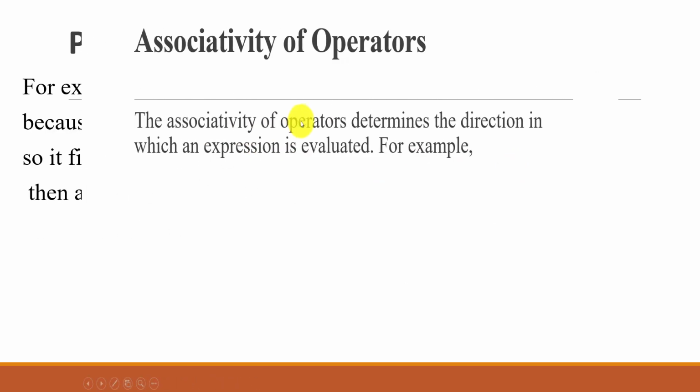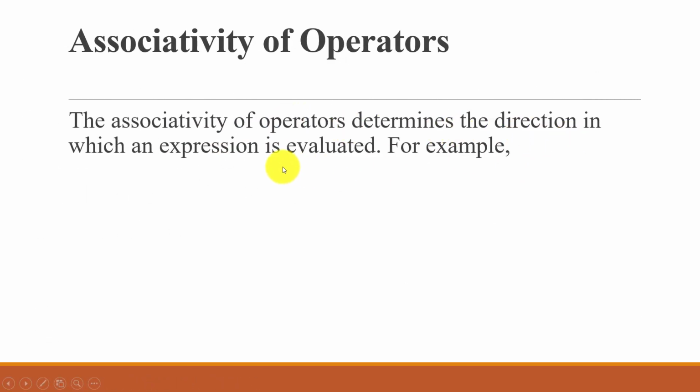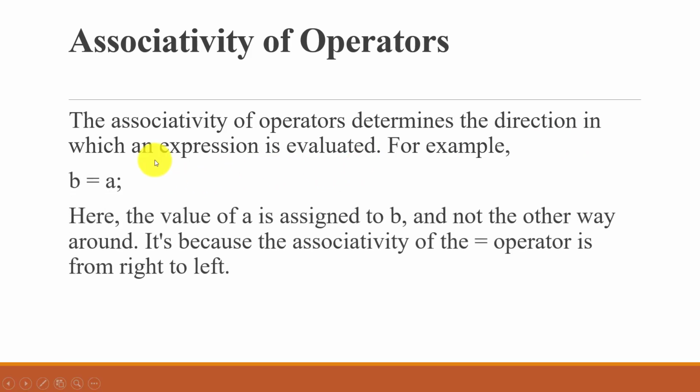So the associativity of an operator determines the direction in which the expression is evaluated. For example, if B is equal to A, then A's value is assigned to B. So the equal to operator has associativity from right to left. So this is all about the precedence and associativity of operators.